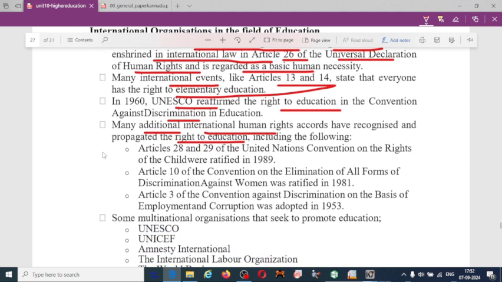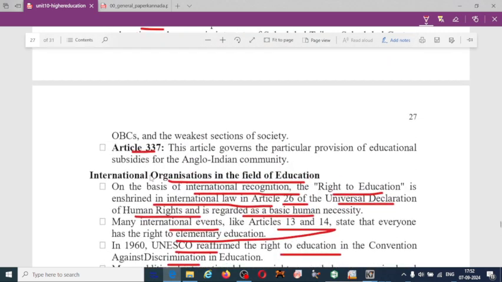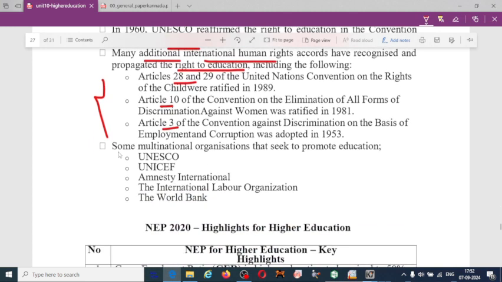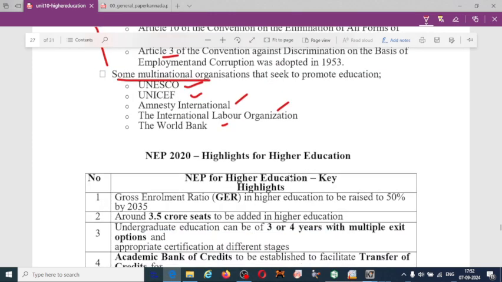There are different articles related at the international level: Article 28, 29, 10 and Article 3. Some multinational organizations like UNESCO, UNICEF, Amnesty International, World Bank, and International Labour Organization promote higher education.